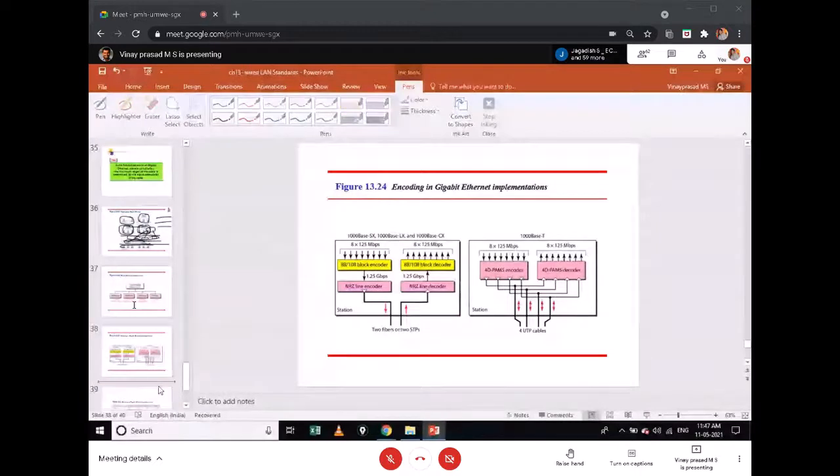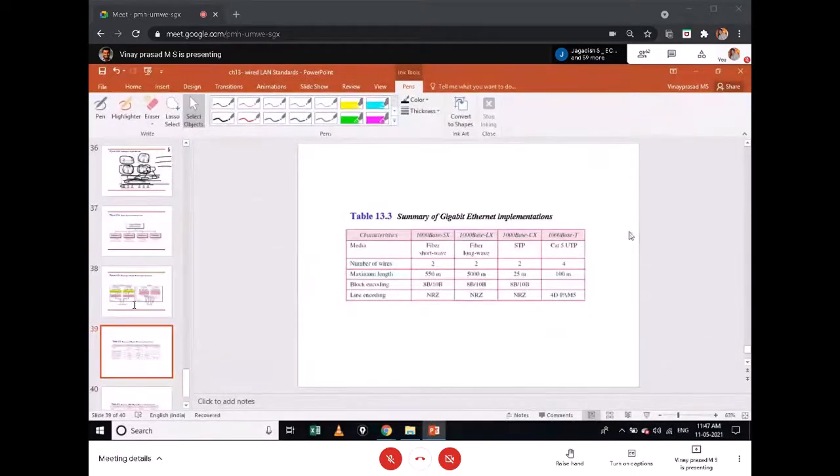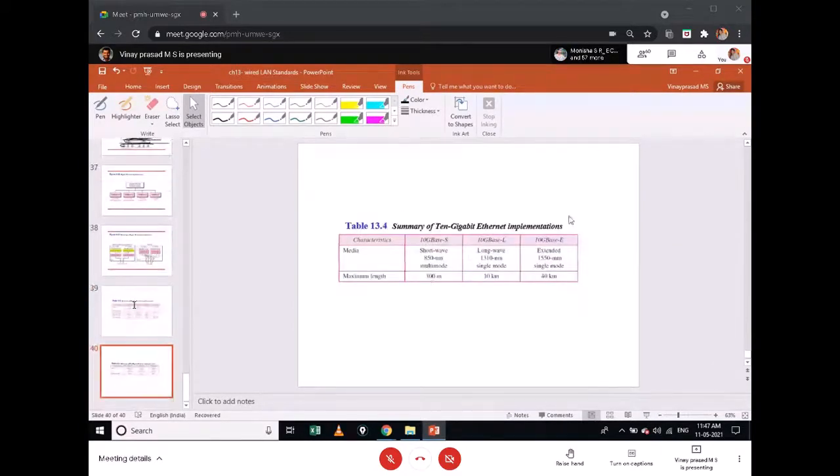If I would like to summarize all this, there were four types of implementation in gigabit Ethernet, and each of the first three uses two wires, and the last one uses four. These have different lengths over which a signal may travel: 550, 5000, 25 meters. This one might be 100 meters, and the block encoding technique is 8 bit to 10 bit. Here the line coding is NRZ, and here 4D-PAM5 line coding is used. Okay, and there is another one, 10 gigabit Ethernet.